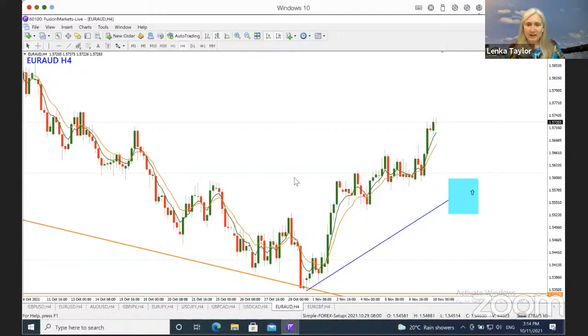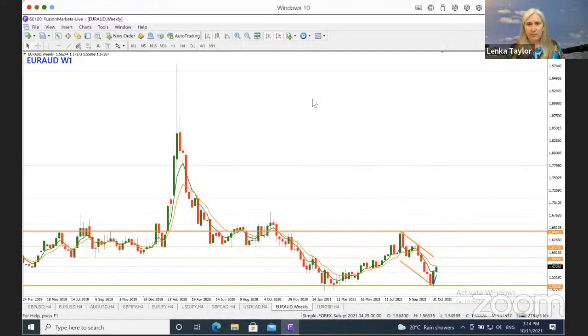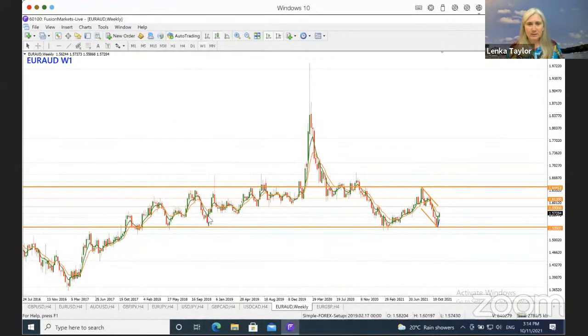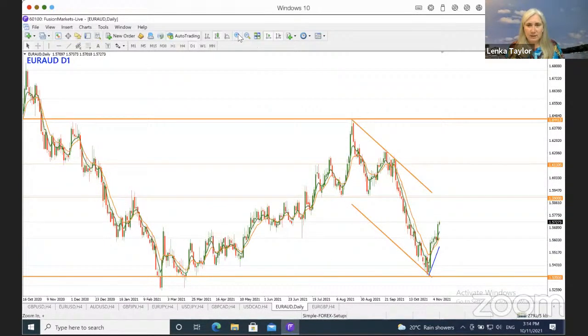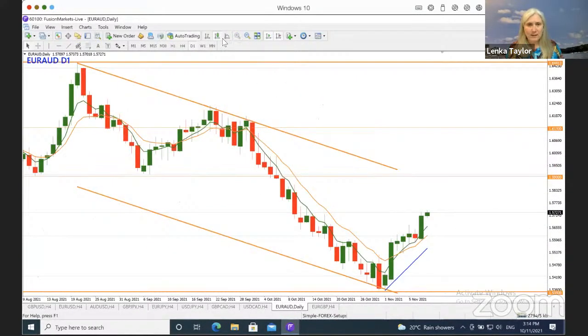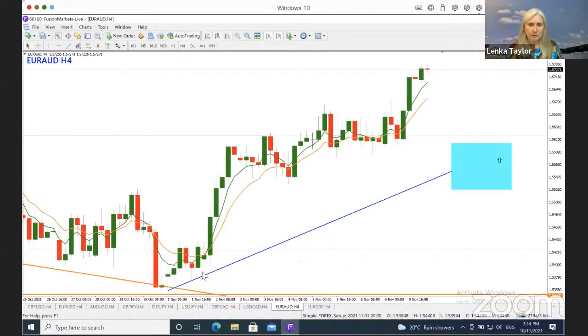Cool. All right, Euro AUD. So I'm looking for long. I was on the weekly. This is where we are at. This is the perspective. So we're at the bottom. I was looking for a long off the bottom support there at 1.535. So that has happened. I didn't get in because I didn't get a good reversal. Now, you don't always get a good reversal.